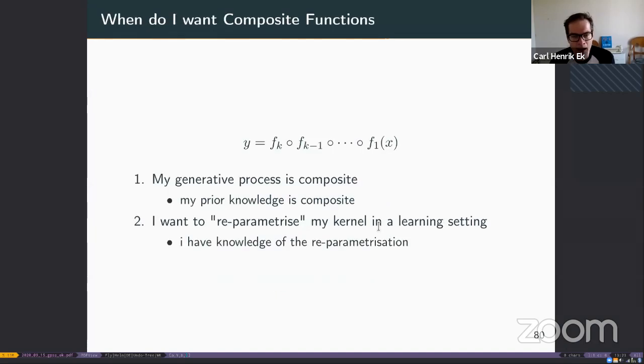Well, to me, there's one motivation for ever using a composite function, and that is if my knowledge is composite. So my generative process that has generated the data is somehow composite, because everything is about how I can specify strong prior assumptions over my functions. And if my knowledge is composite, then I should also have a model that allows me to input my knowledge in the right place. But this is not often how these things are described.